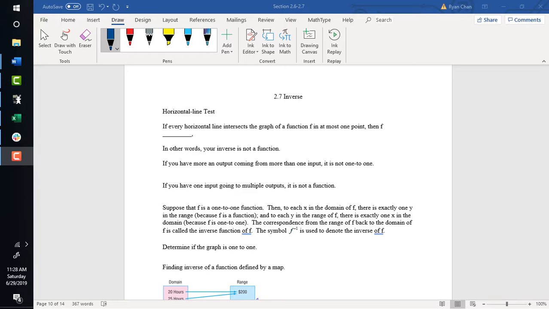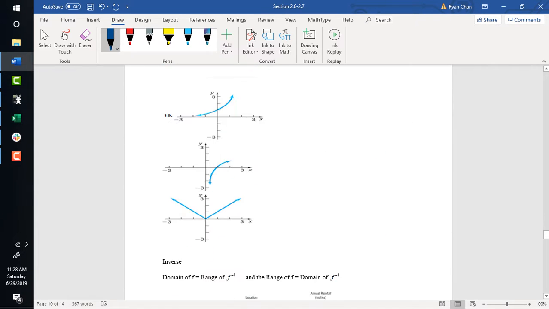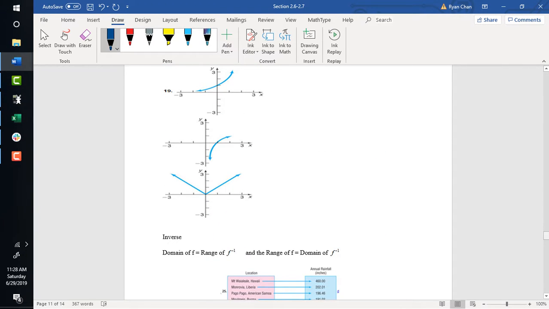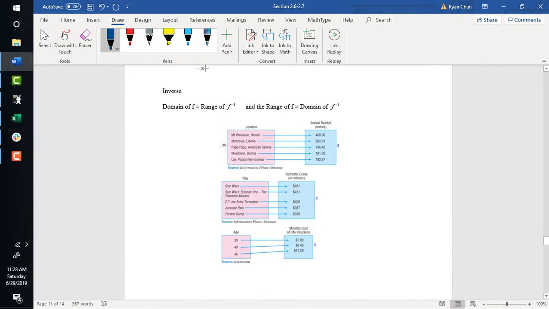I'm going to jump around a little bit for the following. So the idea is when you have a domain and range, whatever the domain of your original function is will become your range, and whatever the range of your original function is is going to become your domain. Okay? So what does that mean? Visually it means the following.